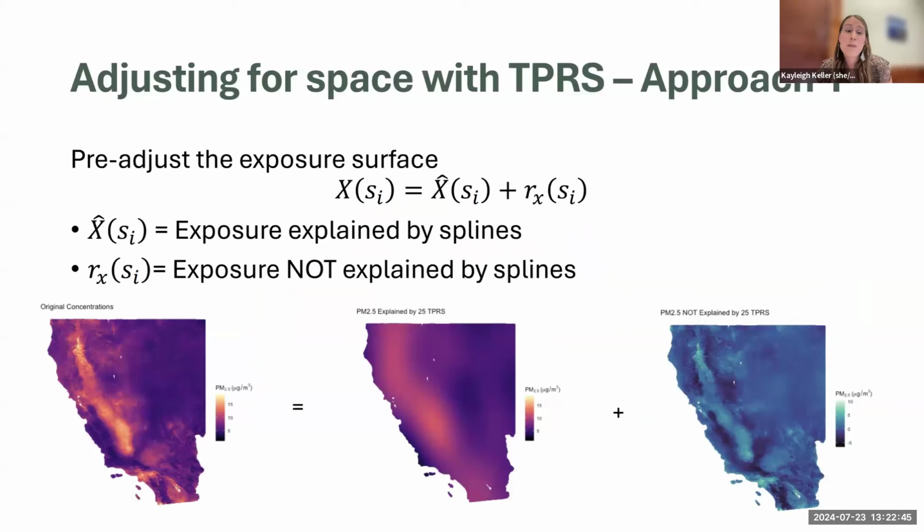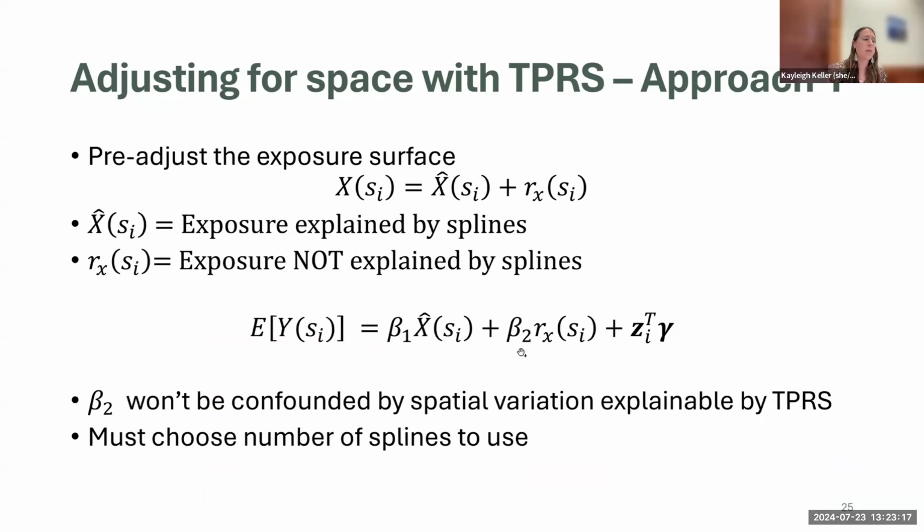So there's a couple of ways we might bring this into an analysis. One of the ways is really similar to the pictures I was just showing. We could take our exposure and split it into a part we can explain by splines, this part here, and a part we can't explain by splines. So we're just taking that exposure and splitting it into X hat and an R. If you are familiar with mathematical terminology, the R comes from residuals. If you're not, you can just think about this as the explained part and the unexplained part. And what we do is take that and put that into our original model. And this coefficient for the residual part won't be confounded by spatial variation that's explained by TPRS.